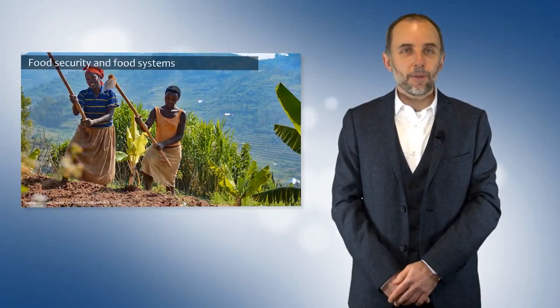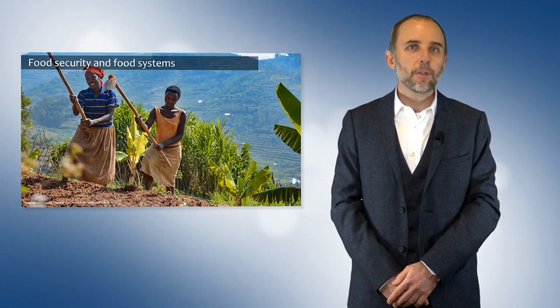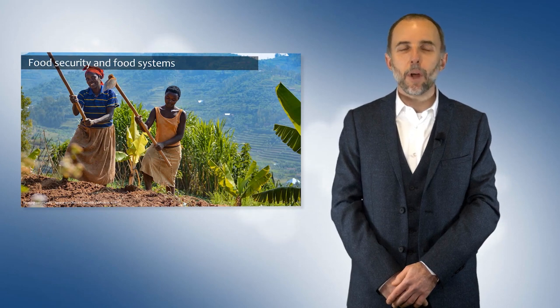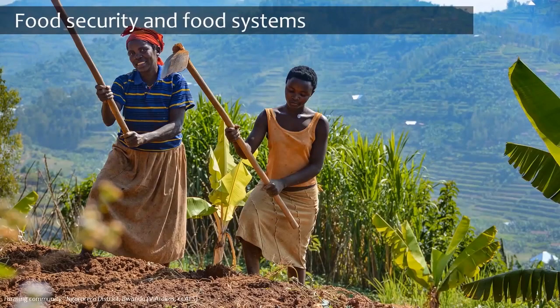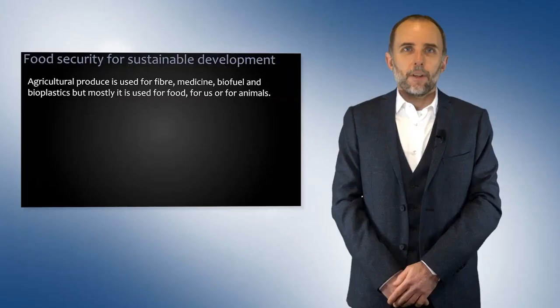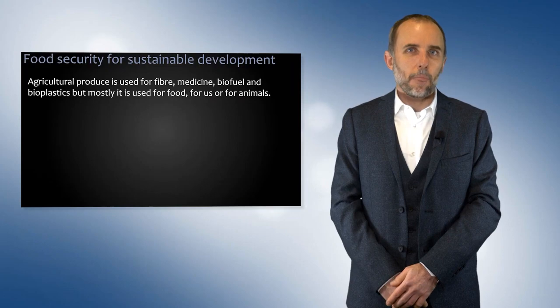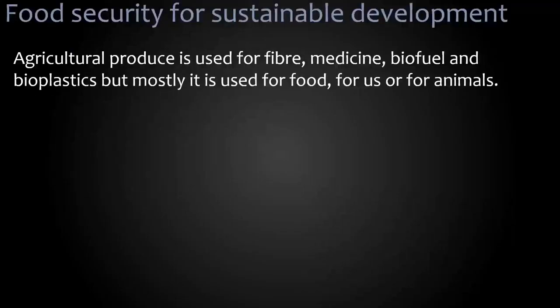Having said that, there are a lot of technological developments. Most of our food is produced in similar ways to what you can see in this photo. Why is that? So let's talk about food security and our food systems. Agricultural produce is used for fiber, for medicine, for biofuels, and more recently for bioplastics. But mostly it's used for food, either for us or for our animals.